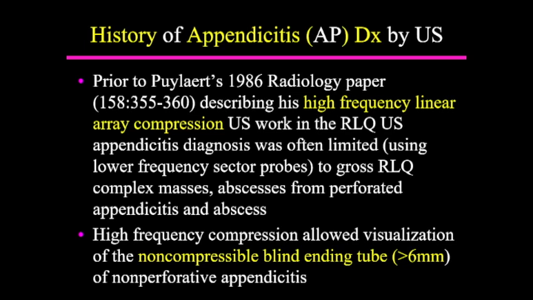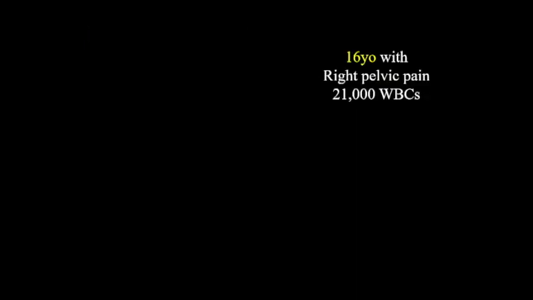So anyway, we're using a high frequency probe with compression. We're looking for a non-compressible blind ending tube greater than 6 millimeters, although most people will probably read it at 7 millimeters at the moment. Certainly we're looking for the periappendiceal fat. Certainly we're looking for increased flow.